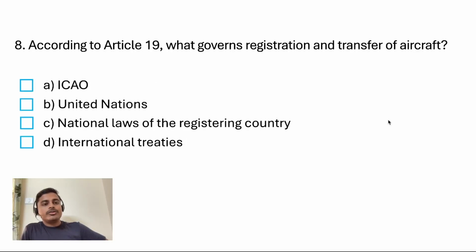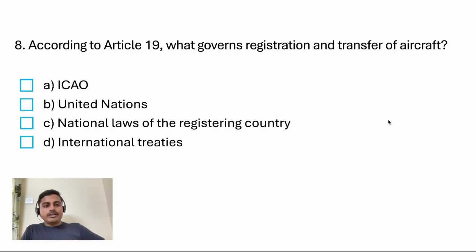Question number 8. According to Article 19, what governs registration and transfer of aircraft? Is it ICAO, the United Nations, national laws of the registering country, or the international treaties? When we talk about Article 19, the registration and deregistration of an aircraft is handled by the national laws of the registering country. ICAO does have some rules and recommendations for the registration and deregistration, but finally the laws of that particular nation, that particular country, are applicable for the registration and deregistration.